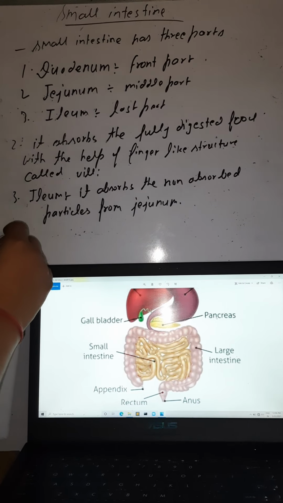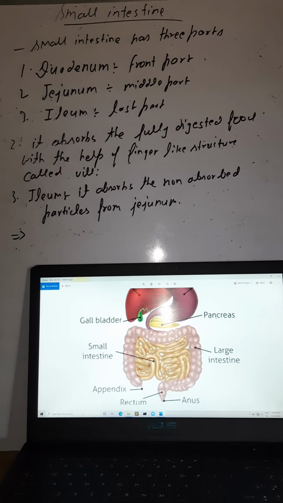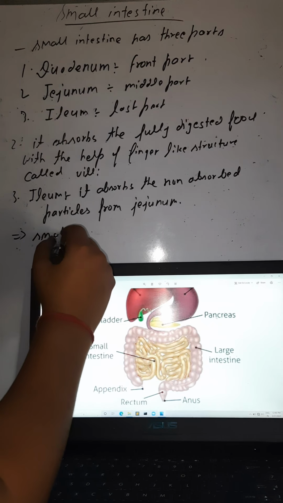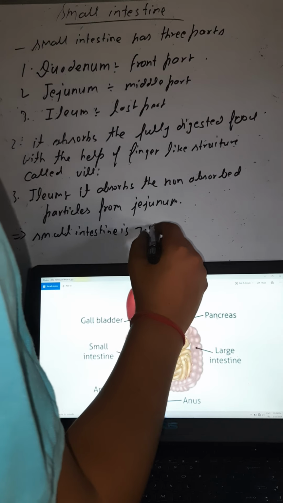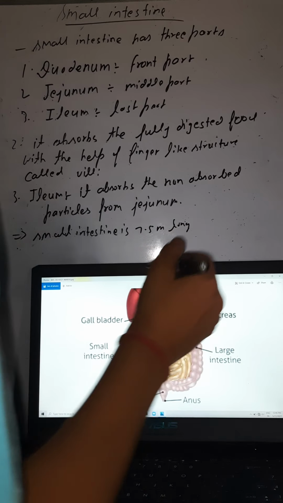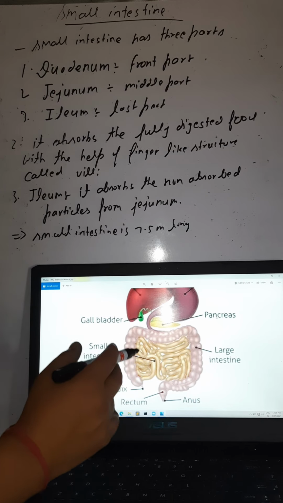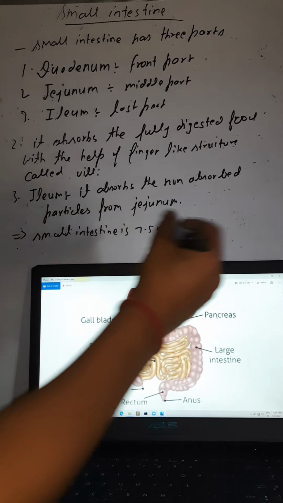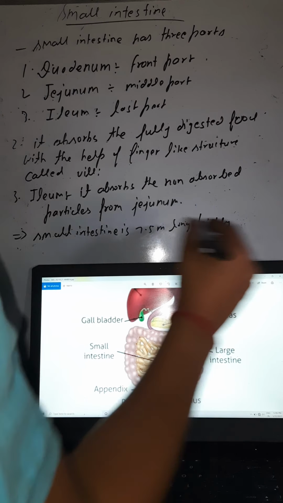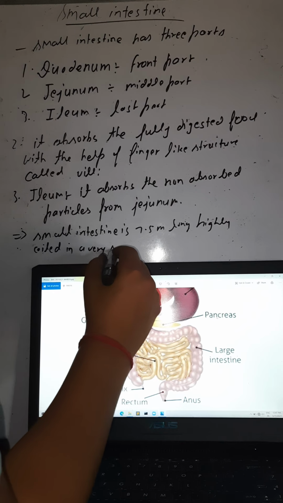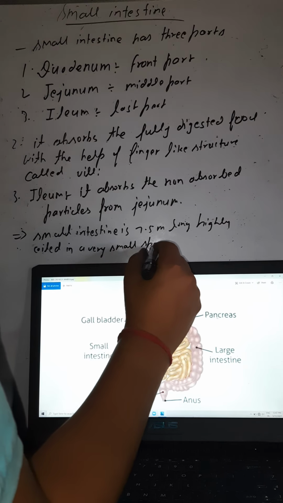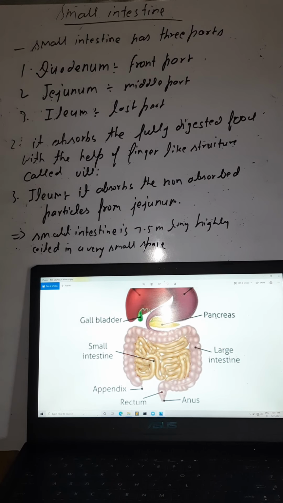Okay, so you can write here the interesting fact about the small intestine. The small intestine is 7.5 meters long. Highly coiled and occupies a very small space. Okay, so this is an interesting fact about the small intestine.